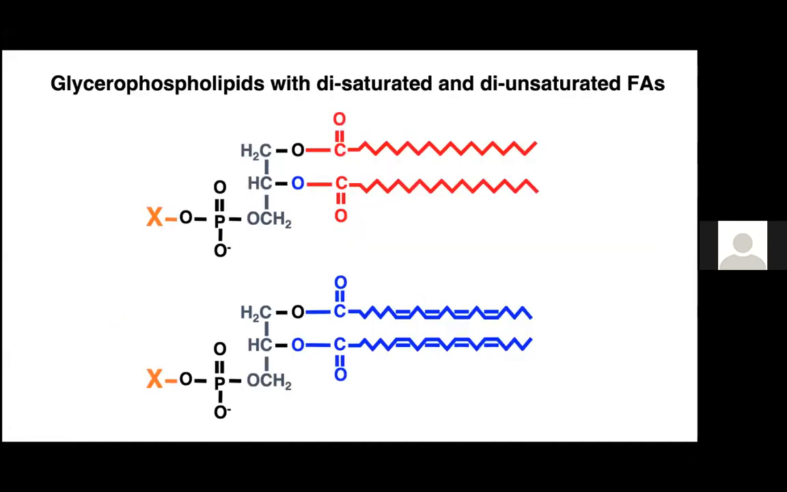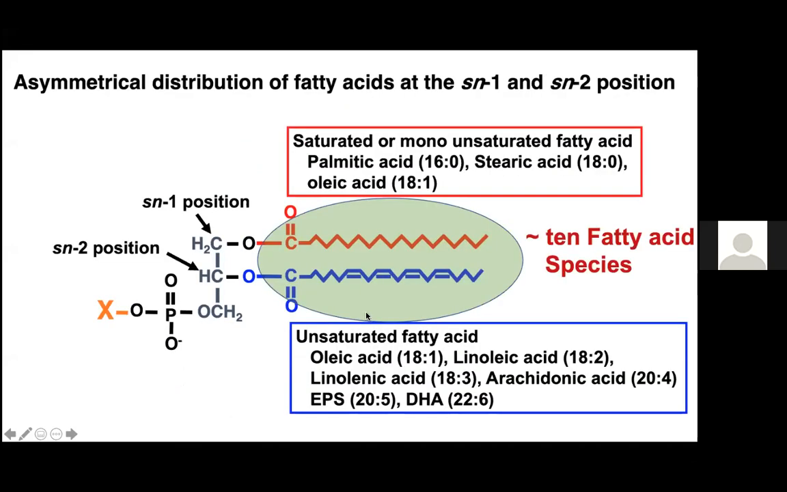It is important to note here that we can detect glycerophospholipids containing only saturated fatty acid or containing only unsaturated fatty acid in both positions, as shown here. So at least 10 fatty acid species are linked at either the SN1 or SN2 position in the glycerophospholipid in the cell.